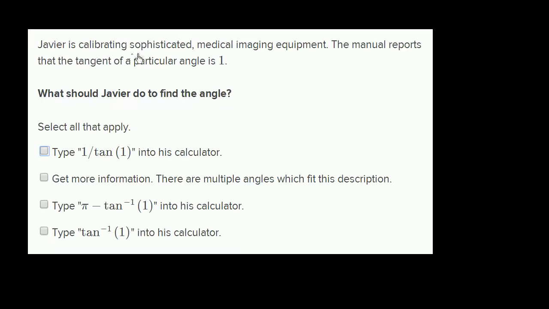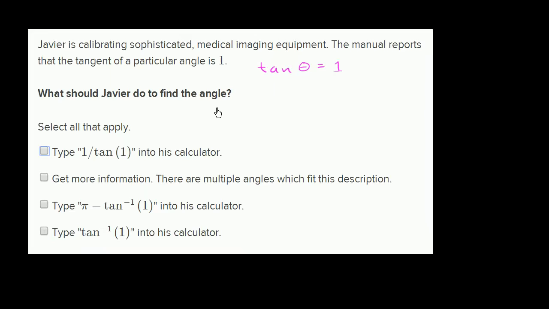Javier is calibrating sophisticated medical imaging equipment. The manual reports that the tangent of a particular angle is 1. So that's saying that the tangent, let's say that particular angle is theta, is equal to 1. What should Javier do to find the angle?